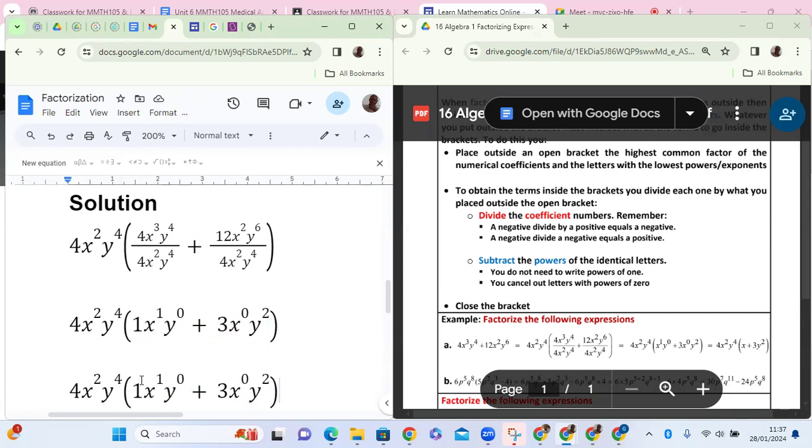A coefficient of 1, you don't have to write it. An exponent of 1, you don't have to write it. And any quantity raised to the power of 0 is 1. Three remains 3. So here's a simplified solution of the factorization of this expression, factorization level 1.